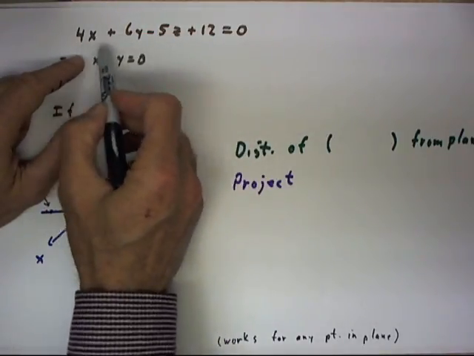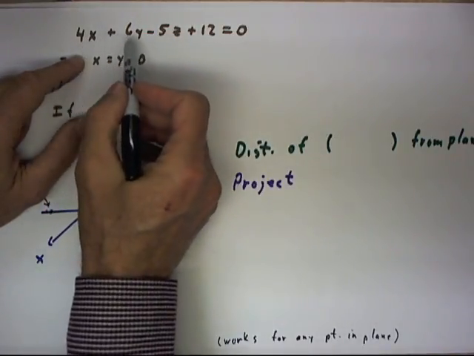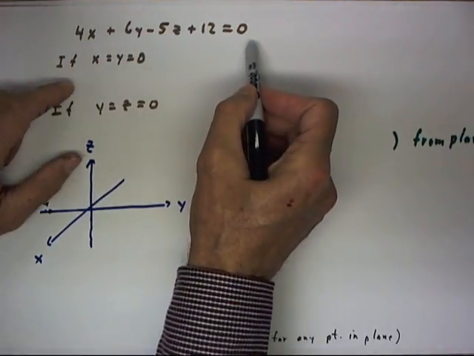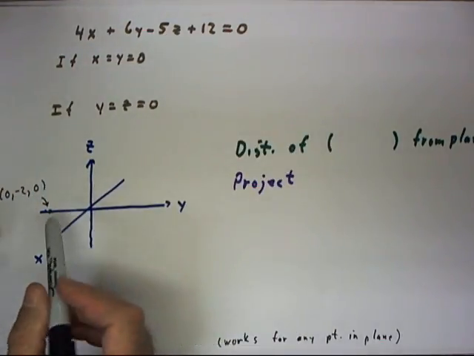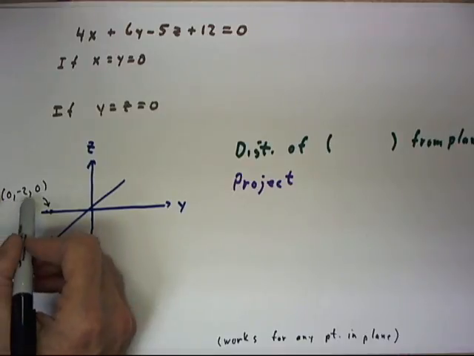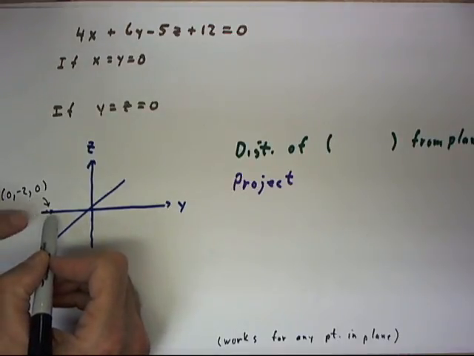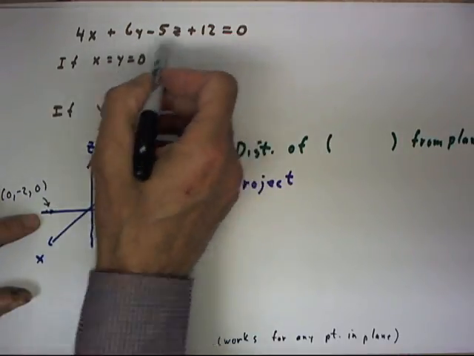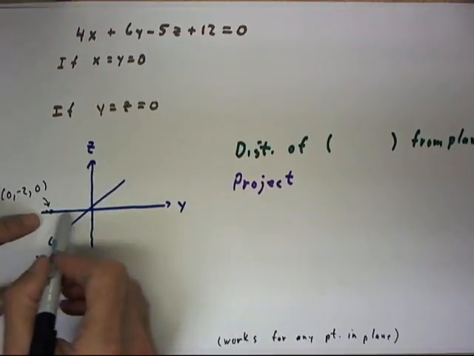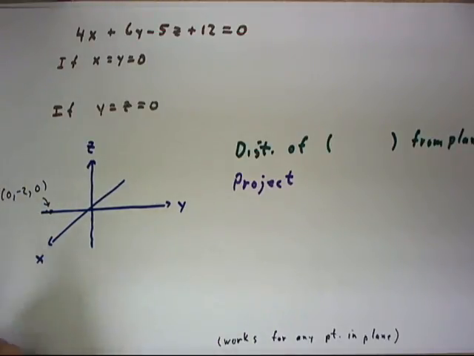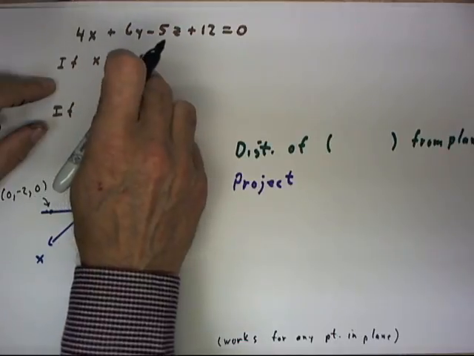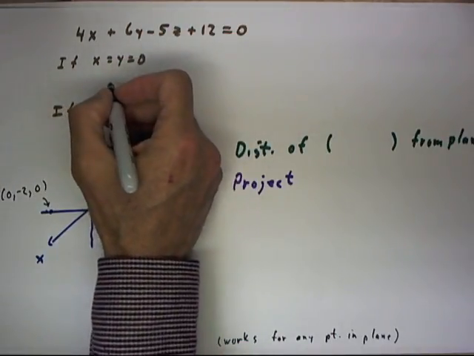Still using the equation of the previous discussion, 4x plus 6y minus 5z plus 12 equals 0. Recall that we determined that the point 0, negative 2, 0 does lie on this plane, and here's that point along the negative y-axis. If x equals y equals 0, what do we get?